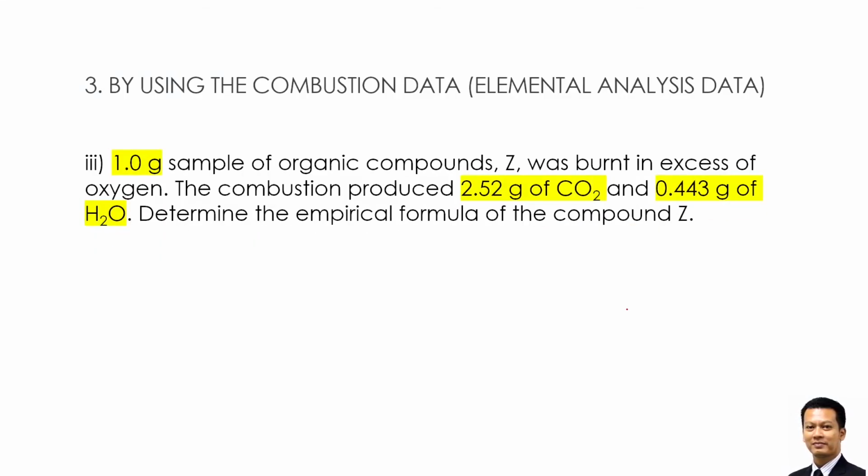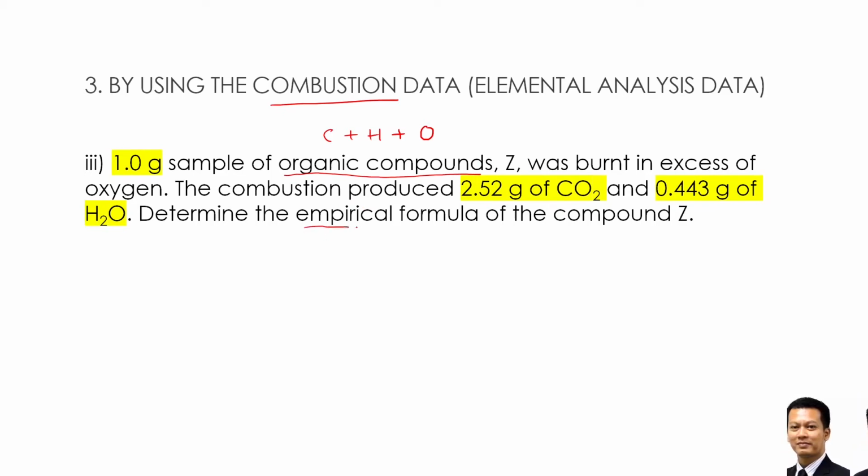Okay, combustion data. What if we are going to calculate using combustion data? 1 gram of sample of organic compound. Organic compound means that this contains carbon, hydrogen, and oxygen. If it is not written organic compound, it is written hydrocarbon, it is only carbon and hydrogen. Okay, the compound is Z. Z was burned in excess of oxygen. The combustion produced 2.52 gram of CO2 and 0.443 of H2O.